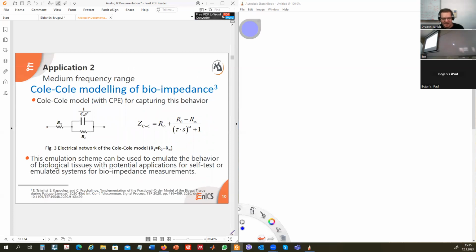One important thing to mention is the Cole model of bioimpedance. So this is the electrical network of the Cole model. And as you see, it possesses the fractional order capacitance. This is where the connection is between the electrochemical solution and the metal.